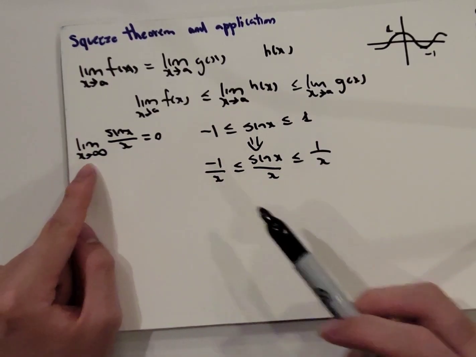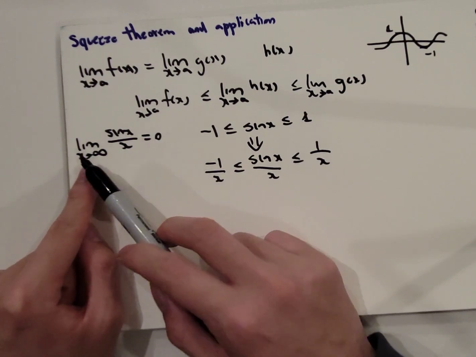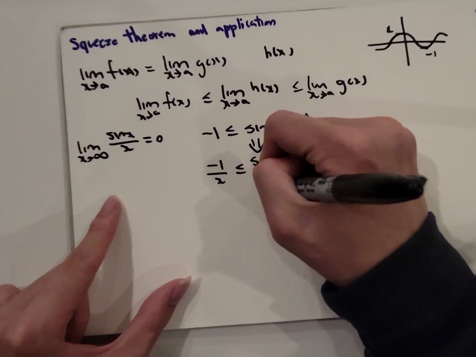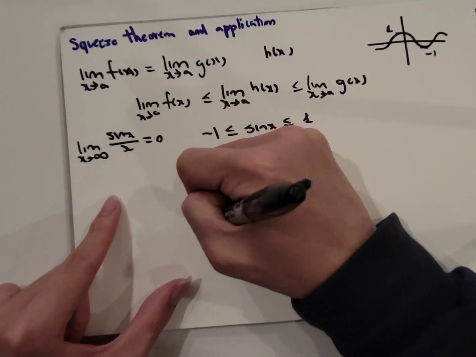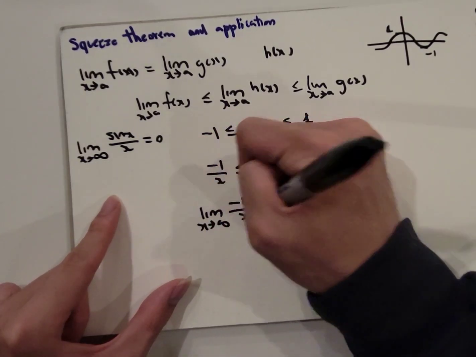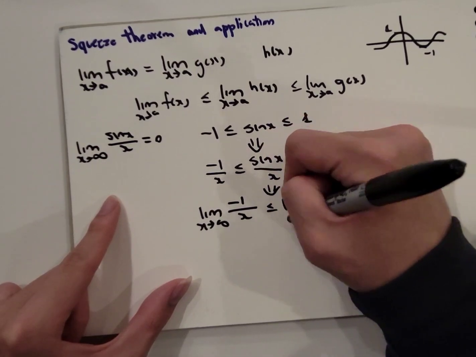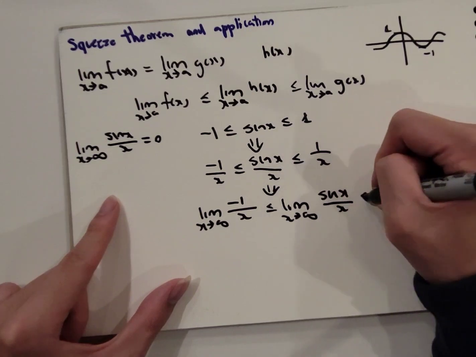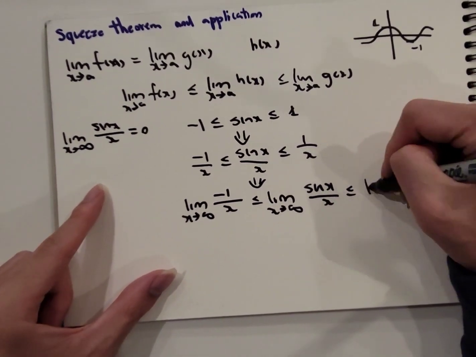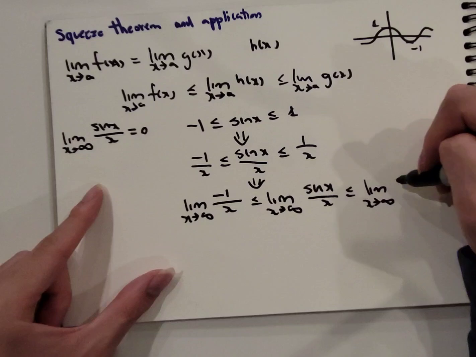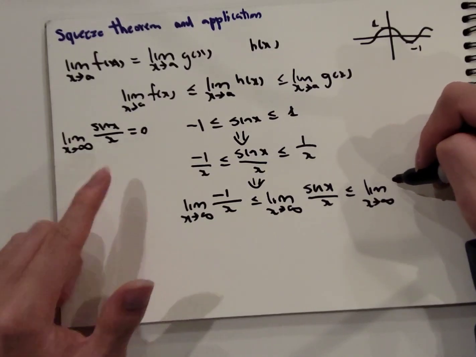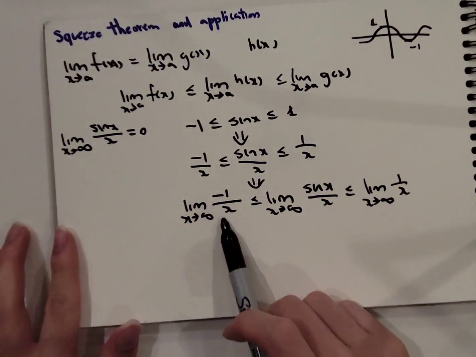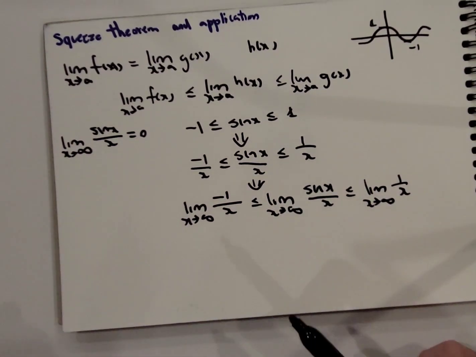So what is the next step? The next step is substituting that into the limit. This is a limit as x approaches infinity, so let's write the expression first: the limit as x approaches infinity of -1 over x, the limit as x approaches infinity of sine x over x, and between them the limit as x approaches infinity of 1 over x. So this is going to be 0 and this is going to be 0. Well, you might ask why.